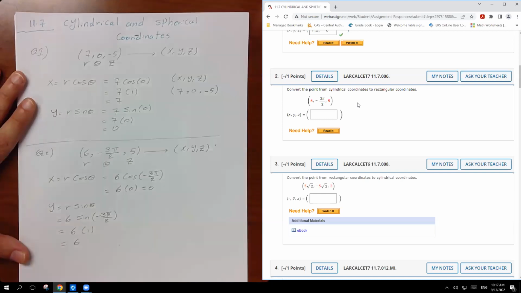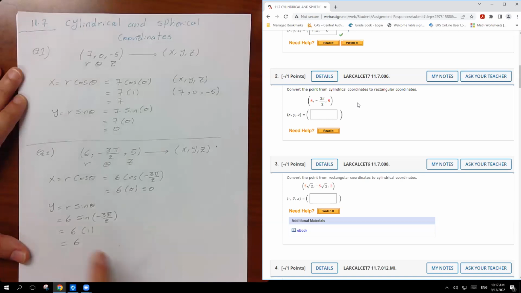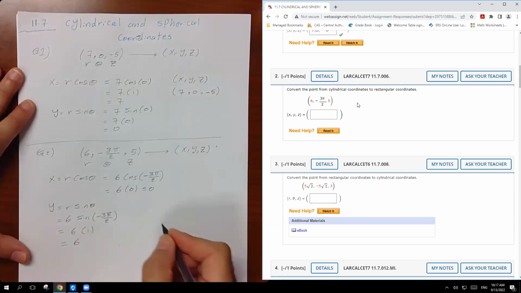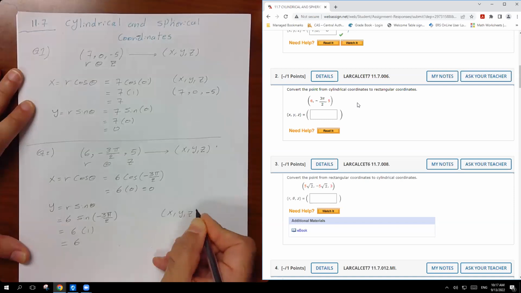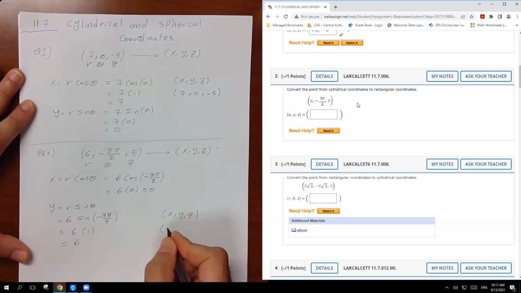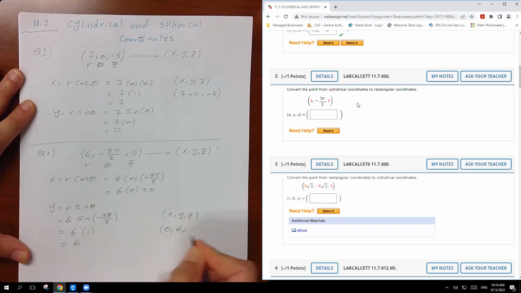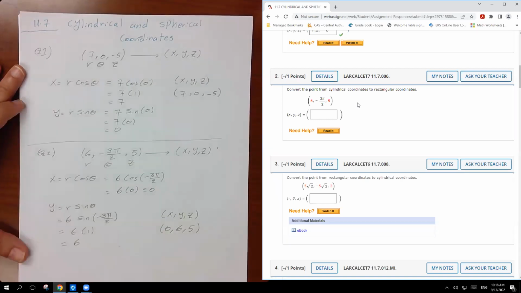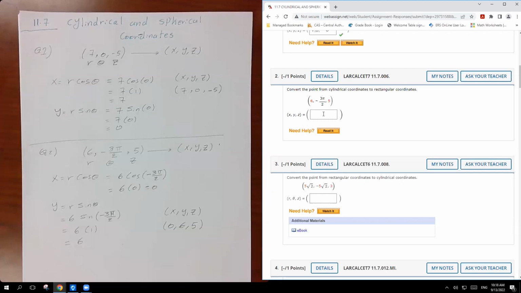So now I have the sine and the cosine. That means x, y, z is going to be x is 0, y is 6, and z is going to be the same one, which is 5. So that's it for the second one. So this one is going to be 0, 6, 5. That means this point in the cylindrical coordinates is going to be 0, 6, 5 in the rectangular coordinates.